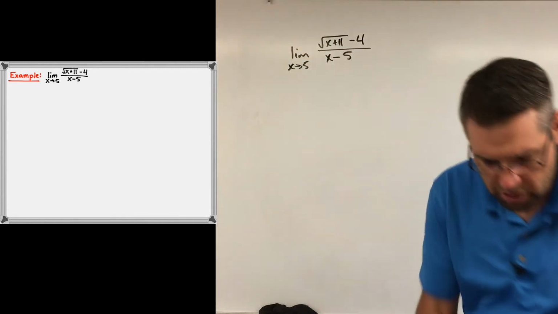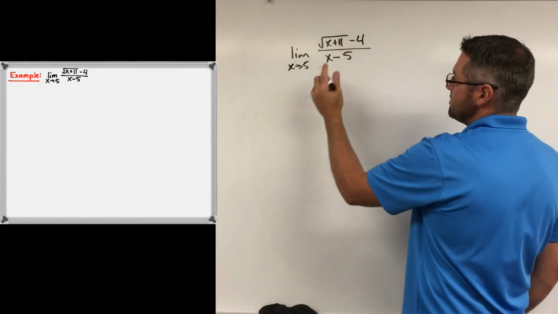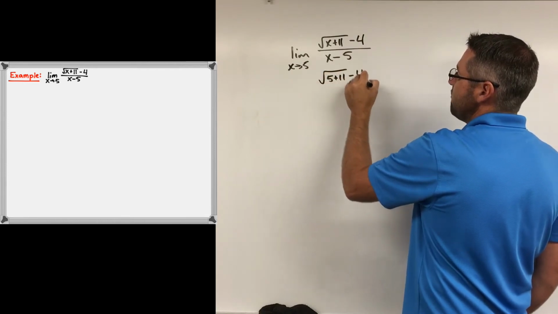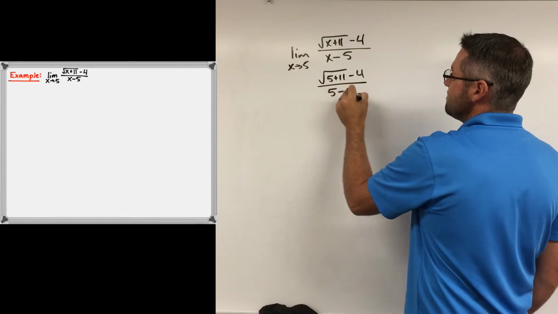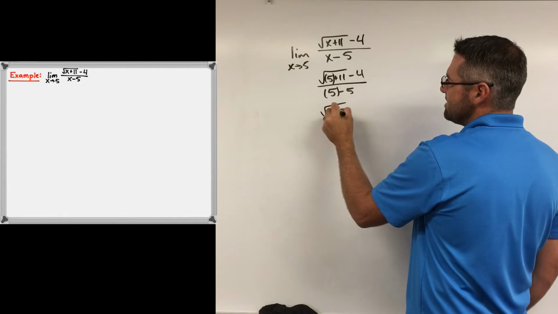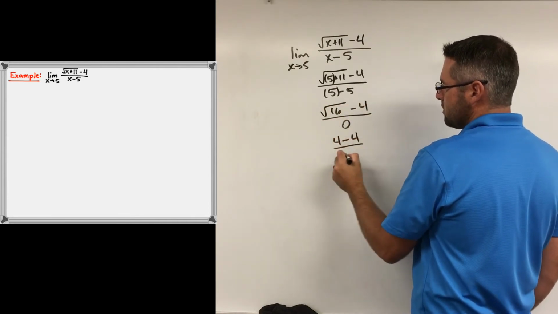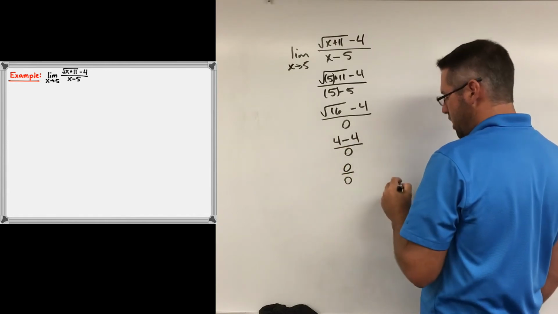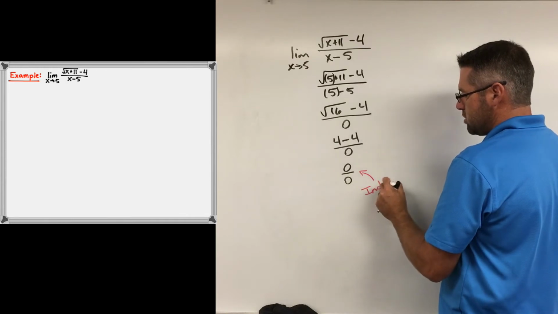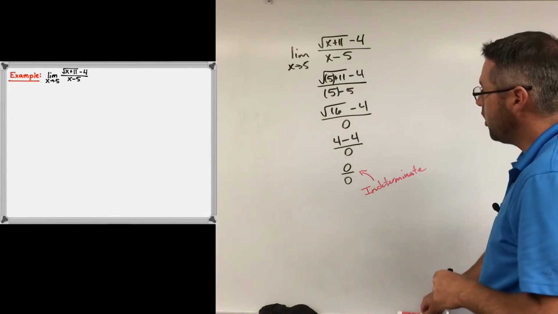Okay. So here, remember, what's the first step in determining limits? The first step is to substitute. If I plug in 5 there, I get rad 5 plus 11 minus 4 over 5 minus 5. But you can see here we got rad 16 minus 4 over 0. Rad 16 is 4, and so we end up with 0 over 0. What do we call that? We call that indeterminate. Now, indeterminate. What do we do then?